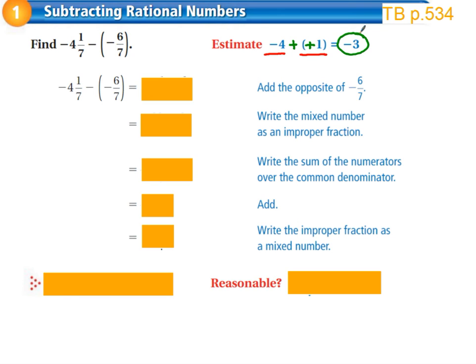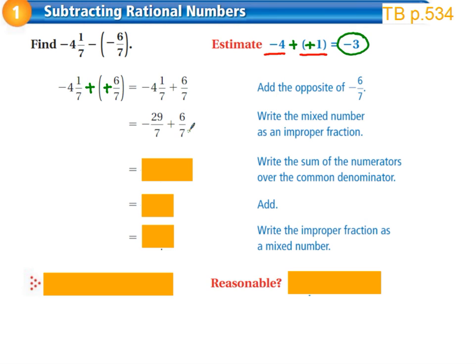Okay, back to our original problem then. We start by adding the opposite of negative 5 6/7. So my subtraction sign becomes addition, negative becomes positive. We have two different signs, so we actually have to subtract. And they turned the fraction into an improper fraction, which you can if you want.